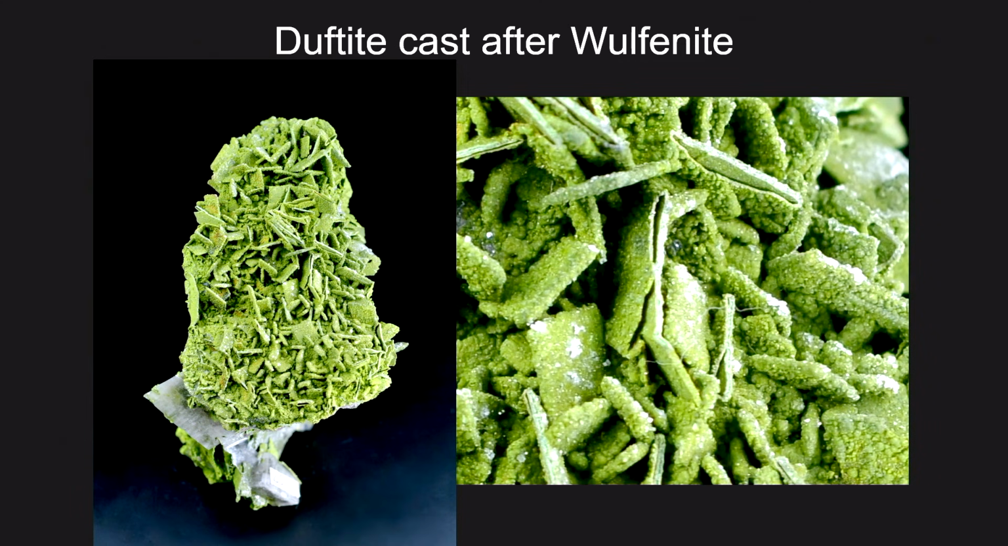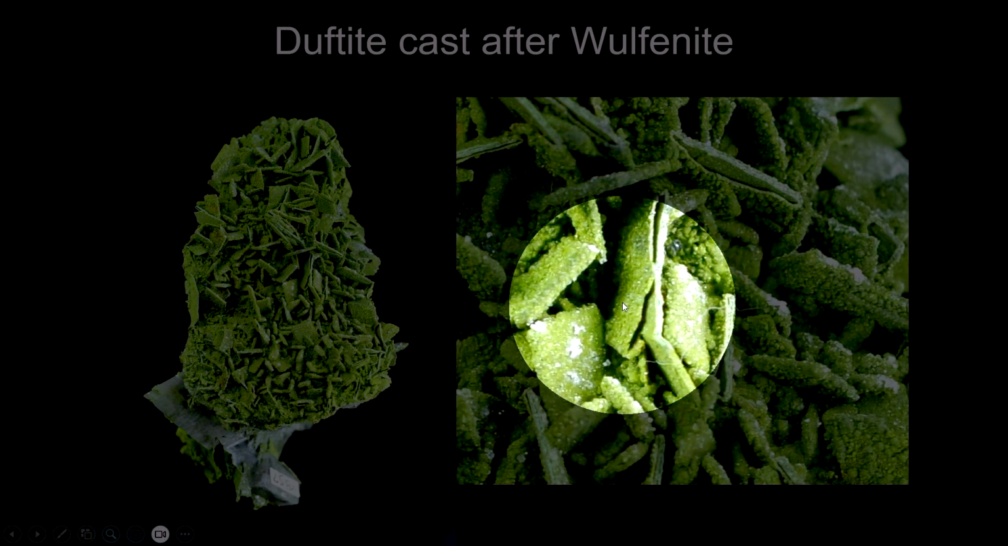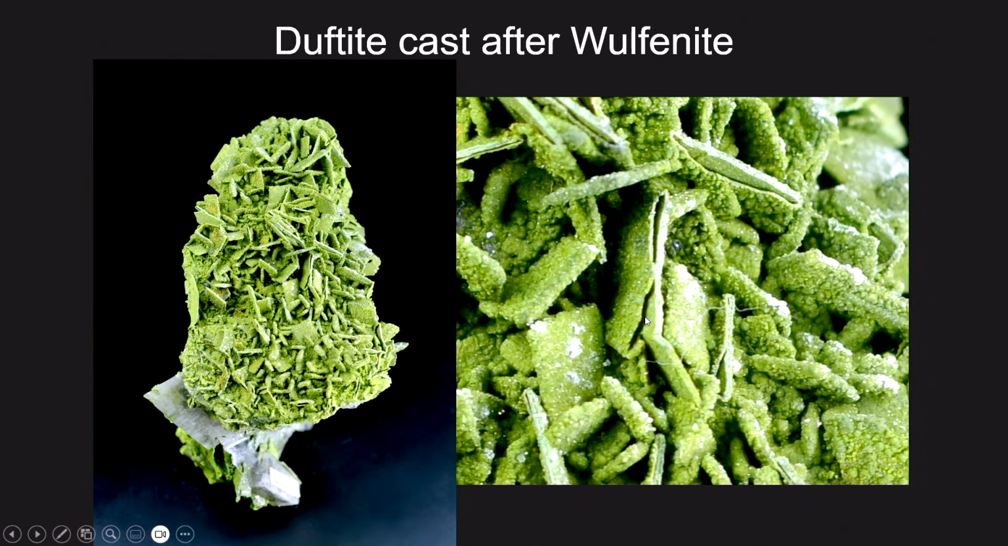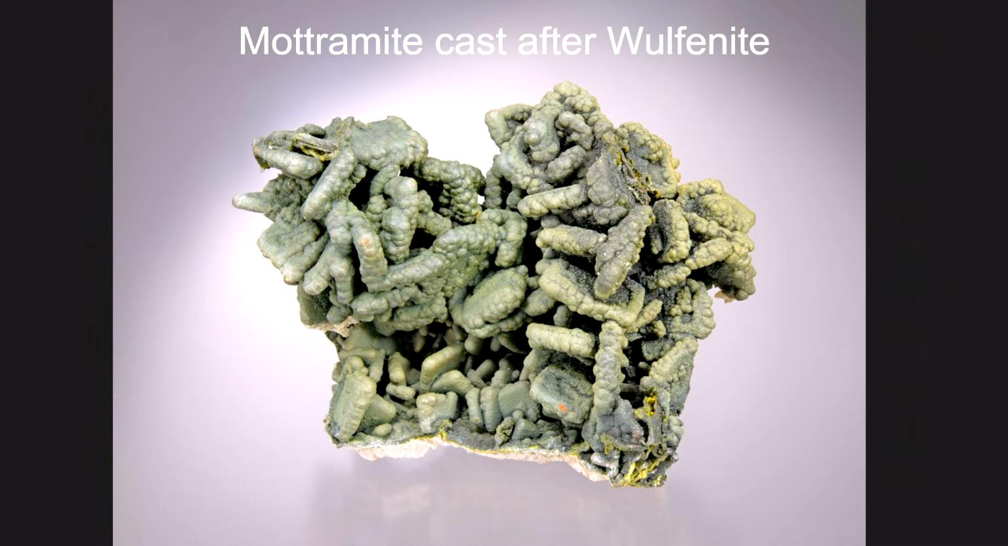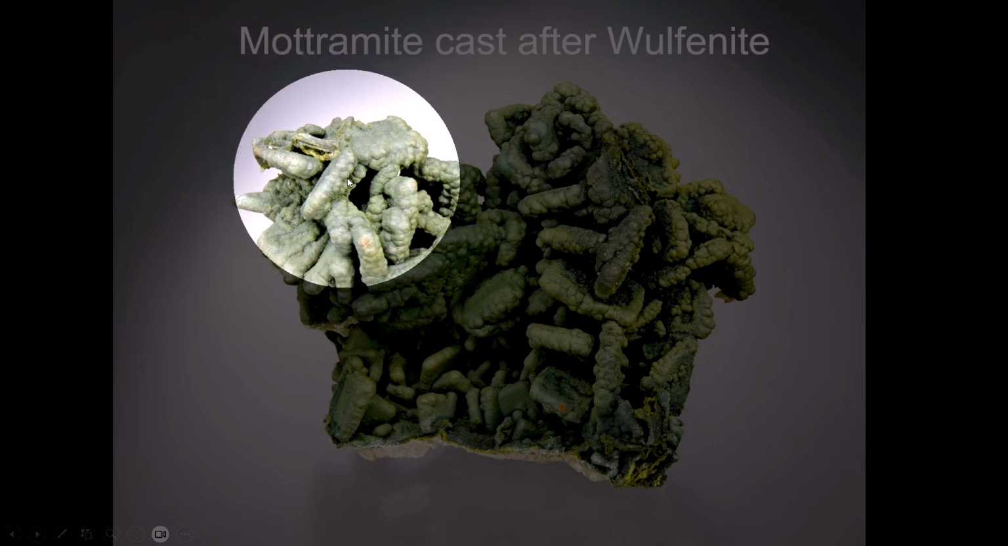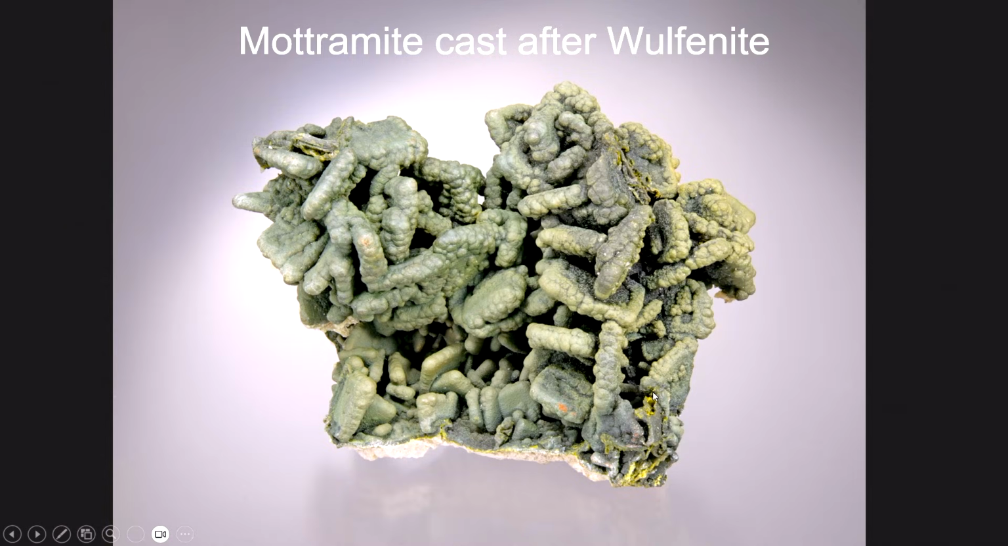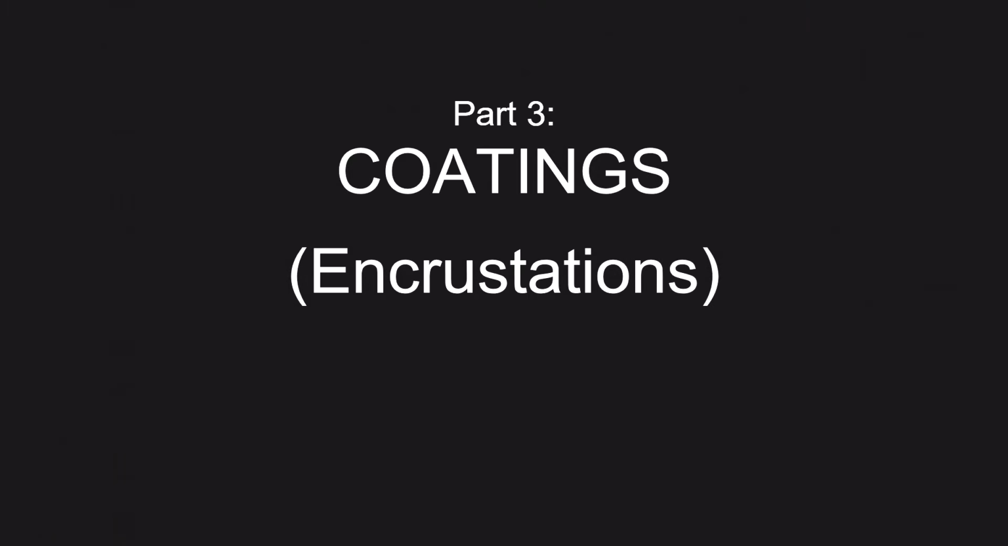Here is duftite after wulfenite, and you can see in the close-up picture that where you have broken crystals, they're empty. There is no residual wulfenite inside. Here is another example of mattheddleite cast after wulfenite, and again in the few areas where there are broken crystals, you can see that it's empty. So no wulfenite remains. So now let's talk about coatings or encrustations.